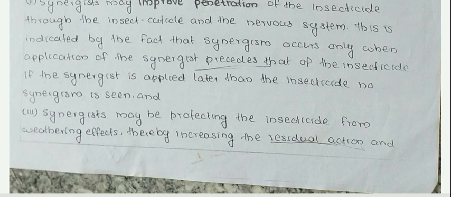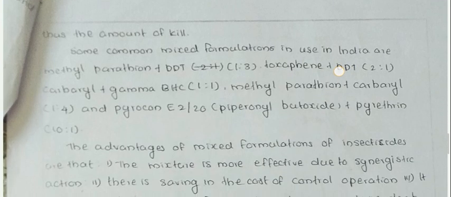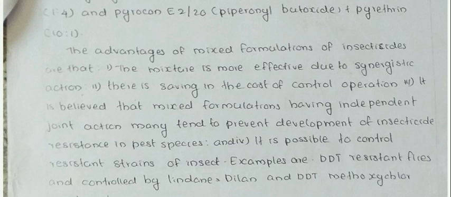Synergists may be protecting the insecticide from weathering effects, thereby increasing the residual action and thus the amount of kill. Some common mixed formulations in use are methyl parathion plus DDT, toxaphene plus DDT, carbaryl and gamma BHC, methyl parathion, carbaryl 1:4, and pyrocan E220, etc. The advantage of mixed formulations of insecticides is that the mixture is more effective due to synergistic action.